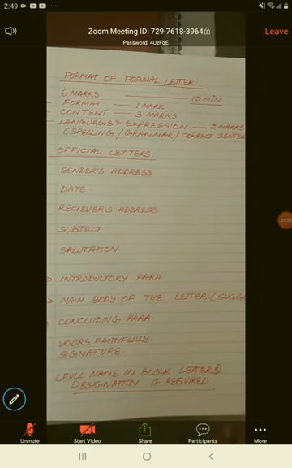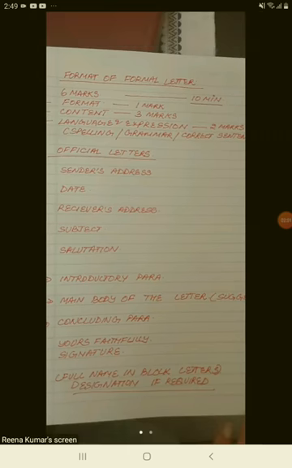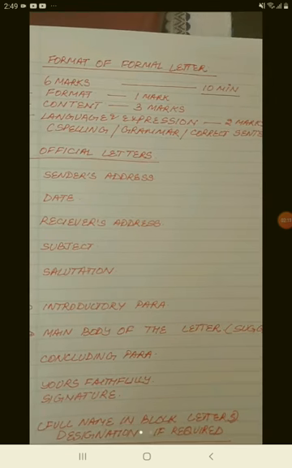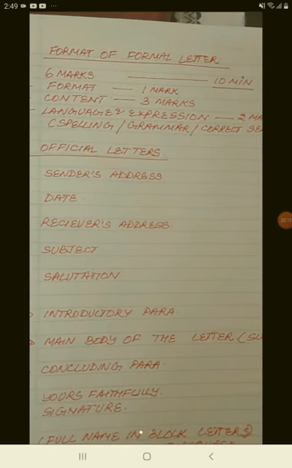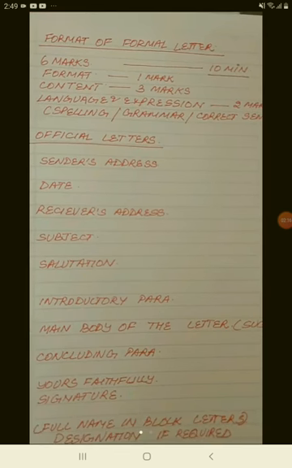This is the format of a formal letter. You are well aware that this question is for 6 marks and it is to be done within 10 to 12 minutes, for which the format gives us 1 mark. Then you have 3 marks for the content, and language and expression, which means correct spelling, grammar, correct sentences, everything should be properly done, and this is another 2 marks. So this is the bifurcation of 6 marks. The question should be attempted within 10 minutes.